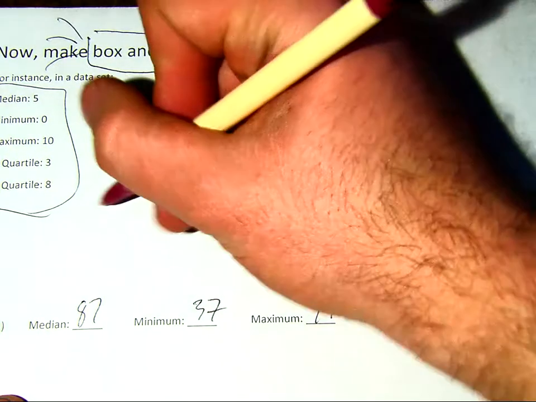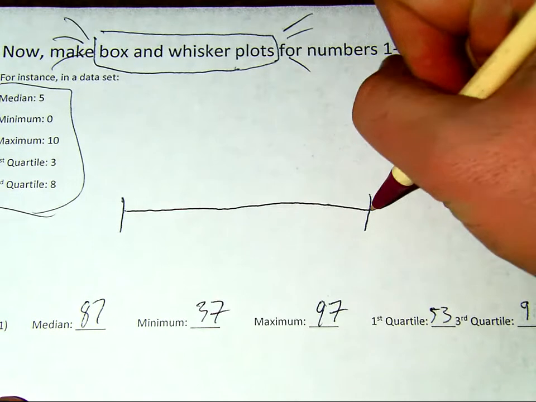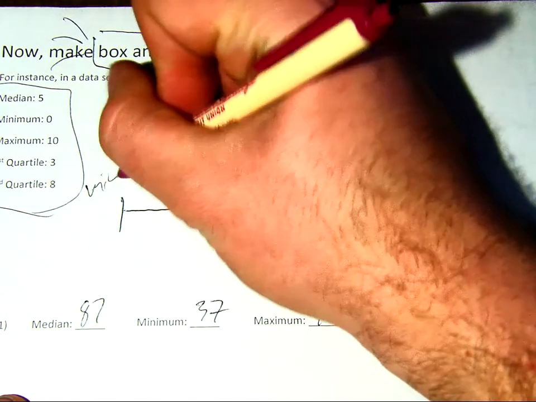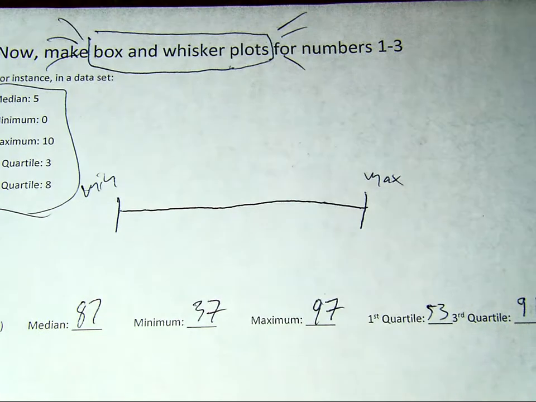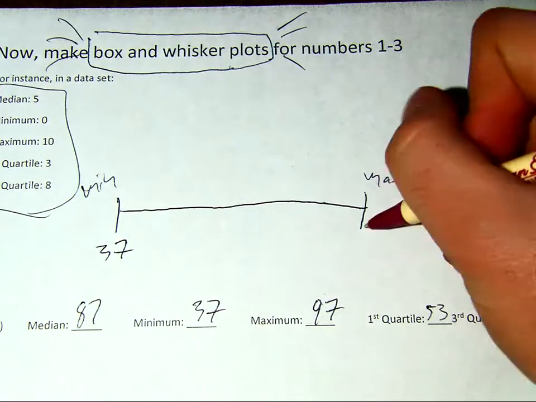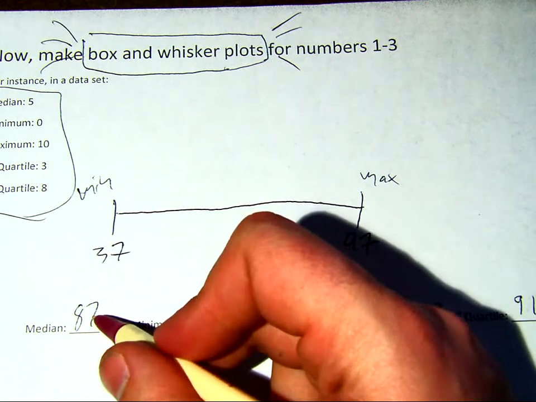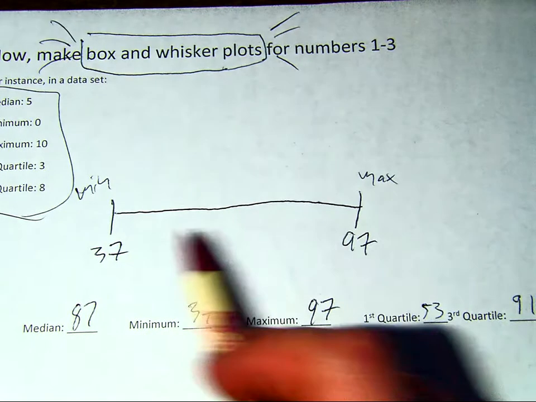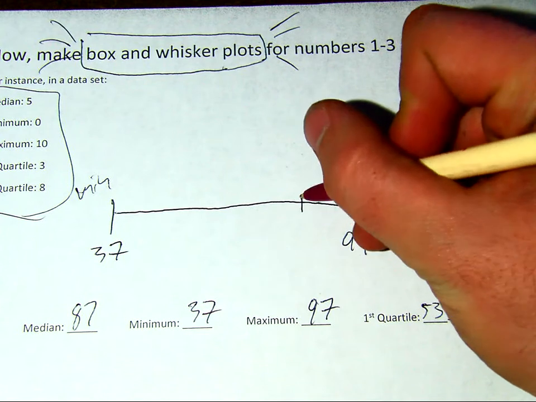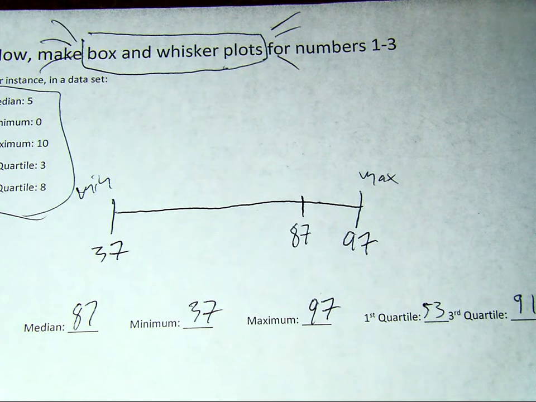If I do that, I set 2 lines like this and draw a line in between them. This is going to be my minimum. That's going to be my maximum. Write that in. Min, max. My minimum was 37. My maximum was 97. It's a big spread. My median was 87. So between these, 87 is going to be in the middle, of course, but it's actually going to be closer to 97 in the grand scheme of things. It's going to be about over here. I'm estimating here. I'm not being exact by any measure.